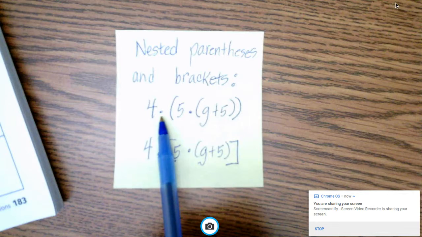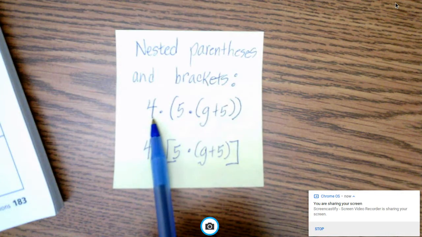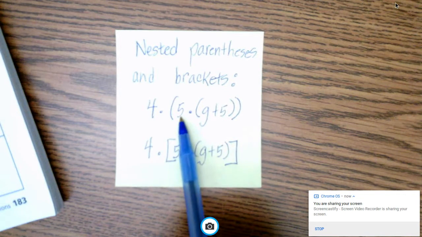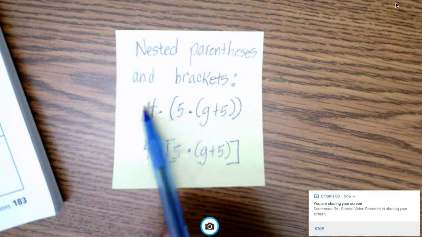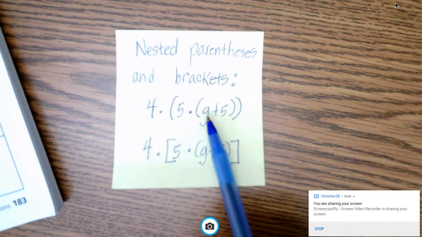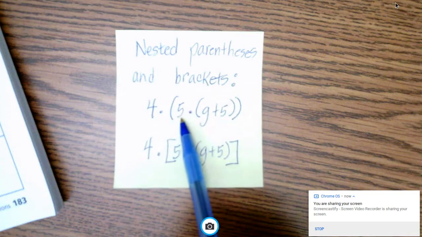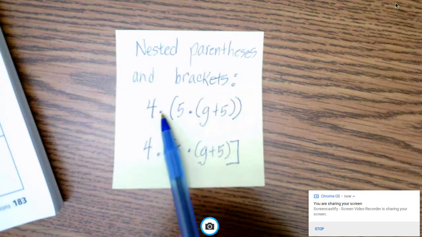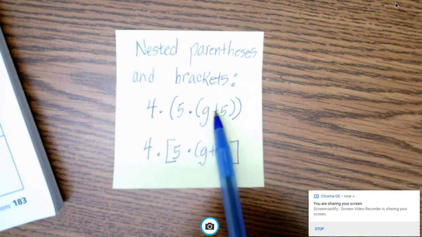Another thing that I'm seeing is that this problem has two multiplication operations in a row. If we were to just go from left to right, I would want to solve 4 times 5. But really, because this is in a parenthesis, we want to save this operation until later. So this tells me to solve the addition, and then the result of that gets multiplied by 5, and then it's 4 times the result of all of this.